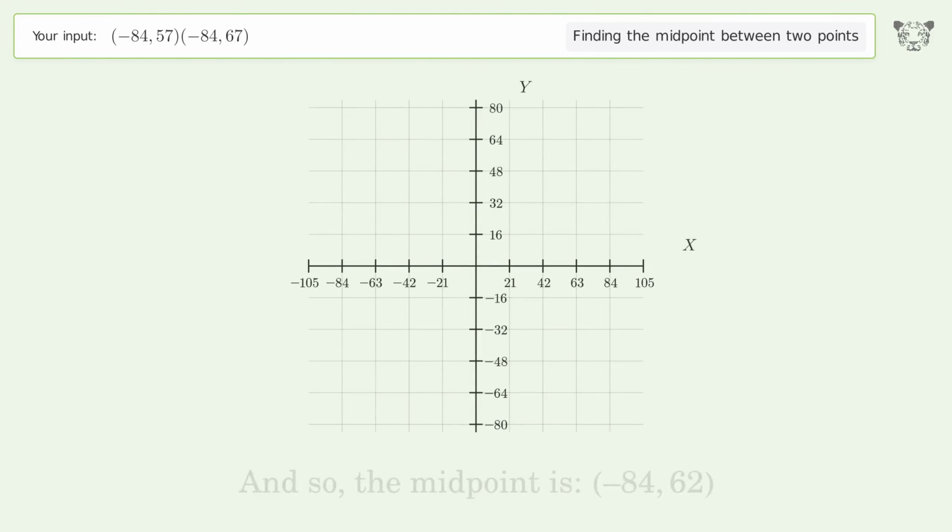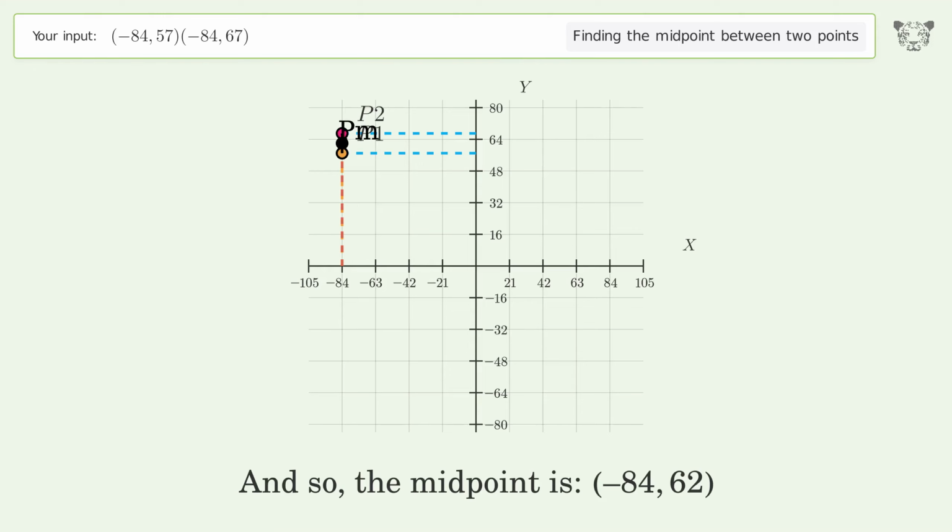And so, the midpoint is negative 84, 62.